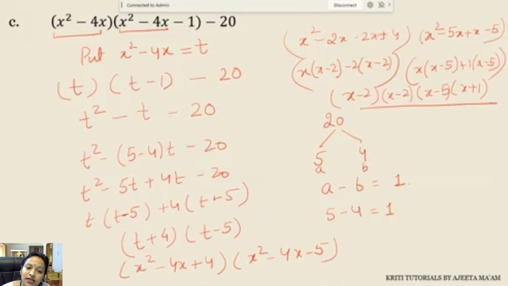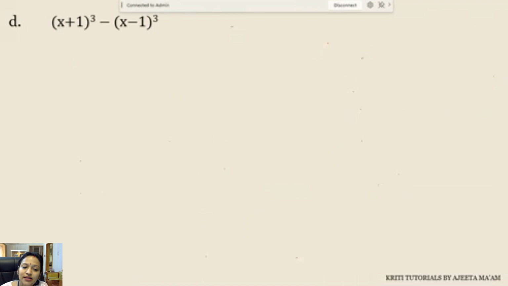Now let's move to the next. Now again it's a question of factorization, but it can be done with identities also. x plus 1 whole cube minus x minus 1 whole cube. Now we can do it with the use of identity. You can use two identities here, either a plus b whole cube, a minus b whole cube, or you can also use a cube minus b cube, right? So two ways are there to solve this question.